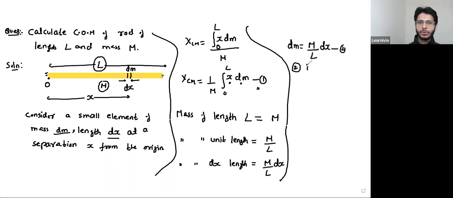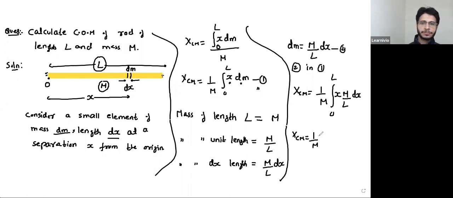Next, I can substitute 2 in 1. If I substitute 2 in 1, then the x coordinate of center of mass comes out to be 1 by M, integral from 0 to L, of x times dm, and dm is M by L dx. Now you can take M and L as constants, outside. So it's 1 by M into M by L, integral 0 to L, x dx. It's a simple integration. I will not solve this integral. Solve this integral and tell me the answer.